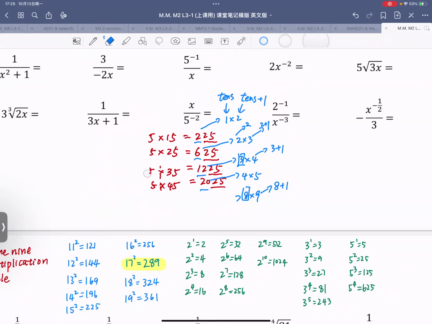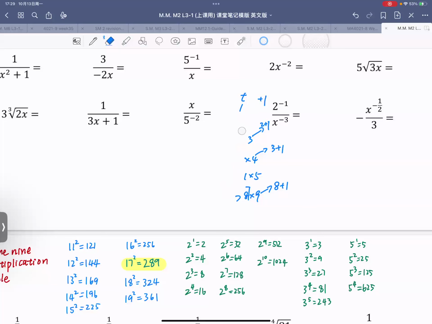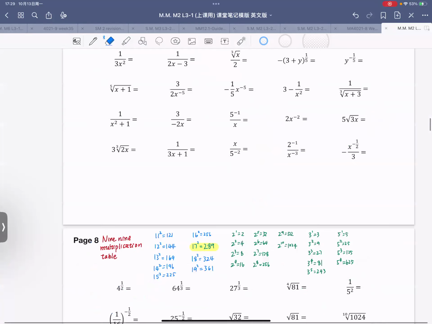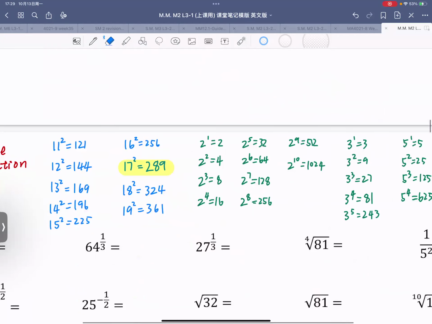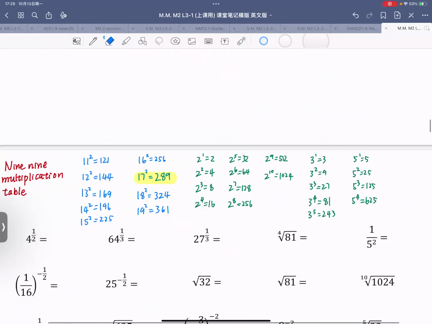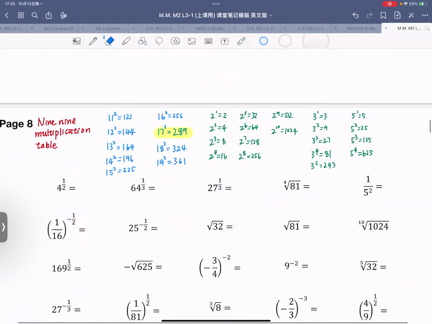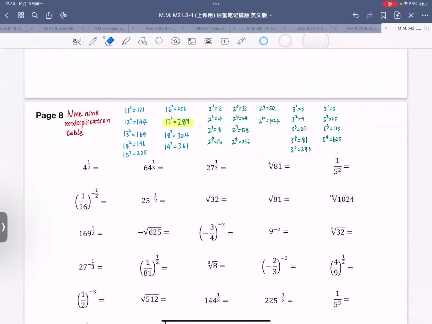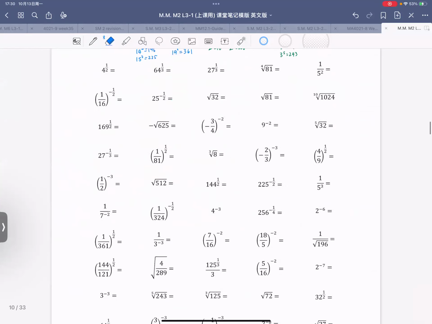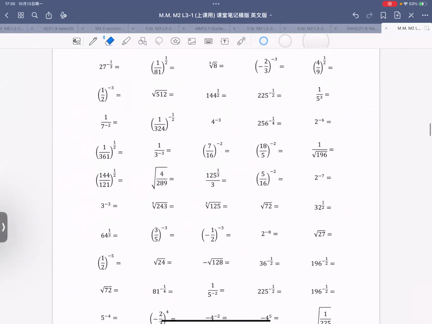Same. If you can memorize some of these numbers, like 2 to the power of 1, 2 to the power of 2, to the power of 3, 4, 5, 6, 8, 9, 10. It saves you a lot of time to use calculator, to type the calculator. All right, that's the trick. Okay, practice this at home. That's for you to practice. All right.